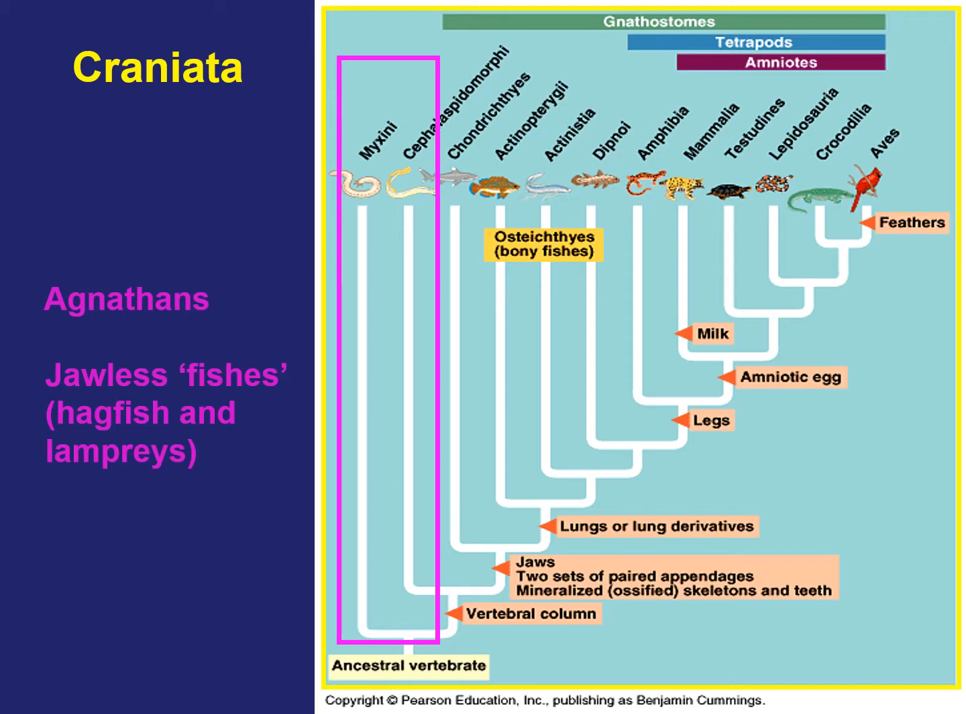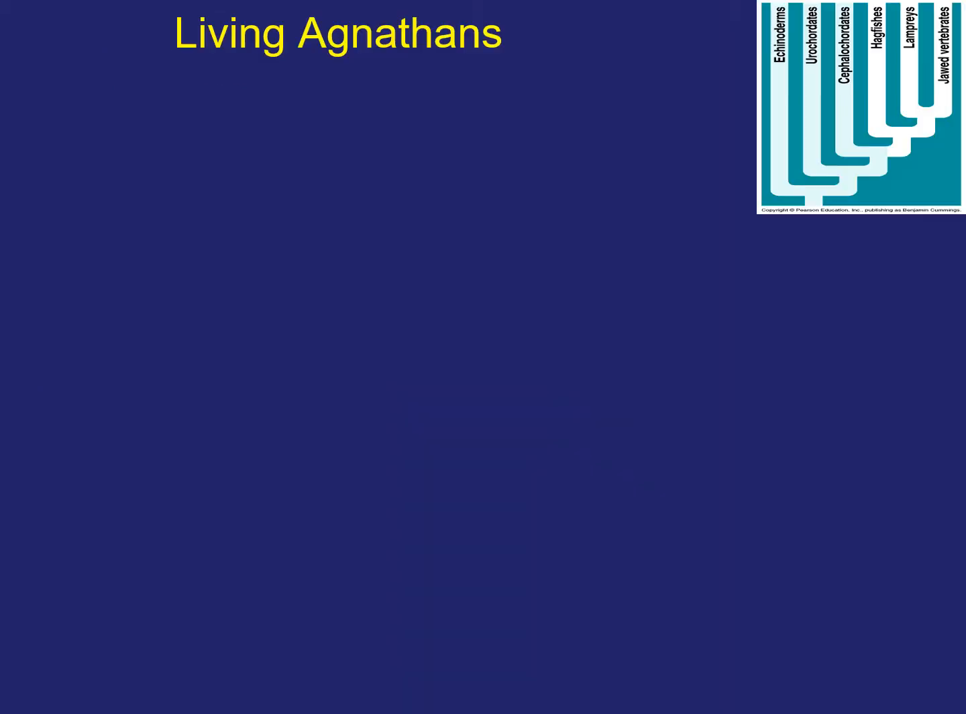So gnathos, it's got a silent G at the beginning, means jaw, and A means without. So these are the jawless fish. Not a good clade, because of course if we went back to our common ancestor, we'd have to include everything to the right as well. So this is not really a scientific group, but we have these jawless fishes that are, well, they're craniates, but they do not have a well-developed skeleton.